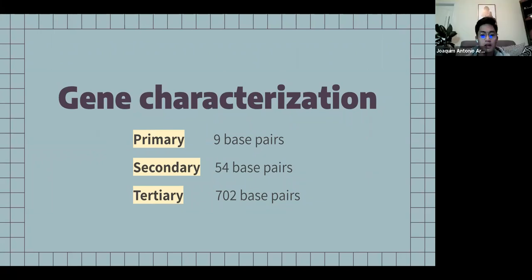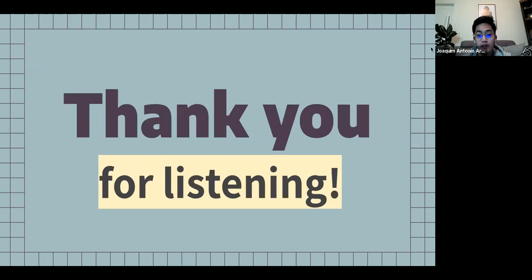So I'll be discussing the last part of the gene characterization. So for the primary structure, it exists to have 9 base pairs. For the secondary, we have 54 base pairs. And for the tertiary, we have 702 base pairs. So that all adds up to the structure of collagen in the primary, secondary, and tertiary structure. So thank you for listening.